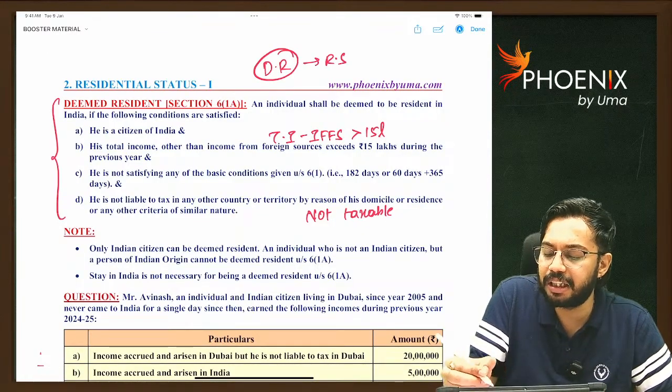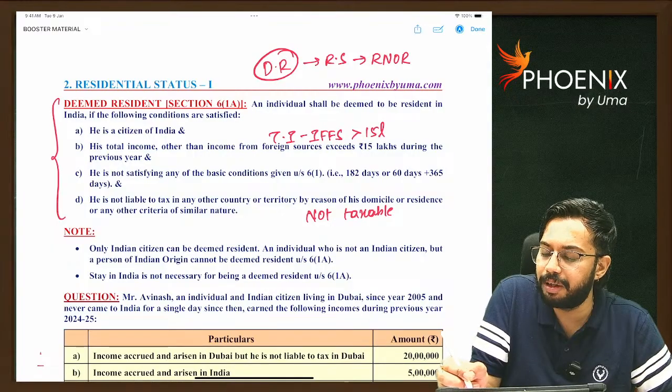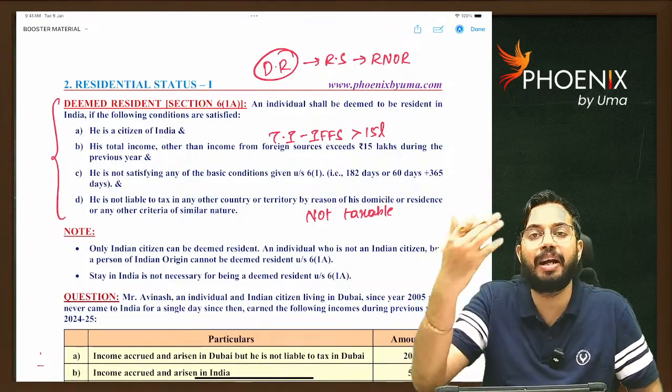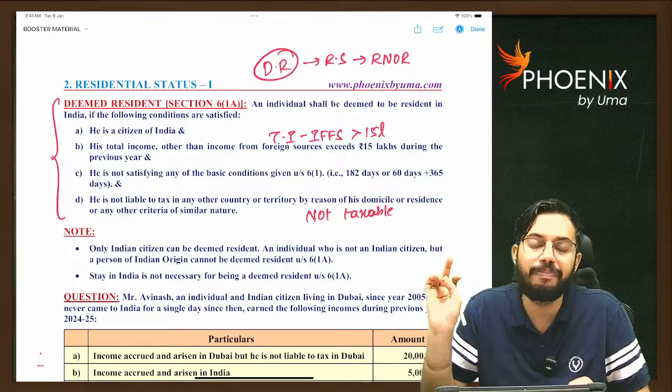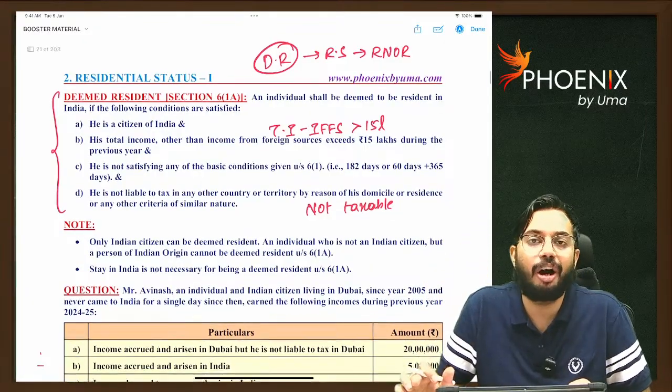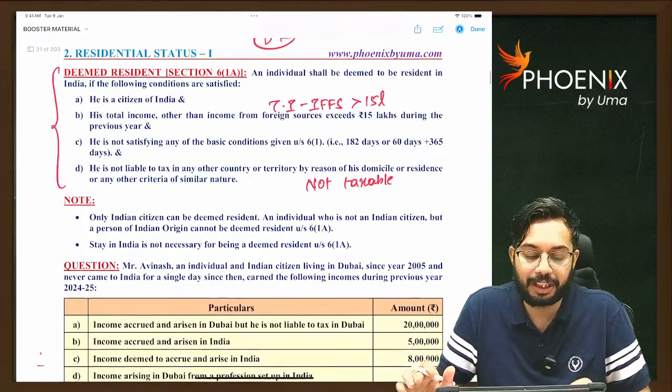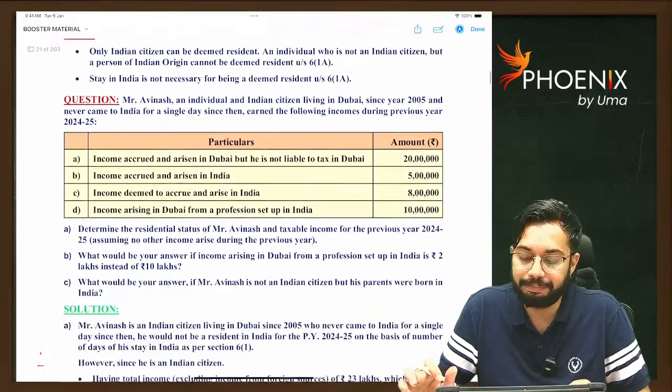Deemed resident residential status is RNOR. You understand? Always he will be treated as resident but not ordinarily resident. He is required to pay tax on Indian income. He is also required to pay tax on foreign income from business or profession set up in India. Okay.